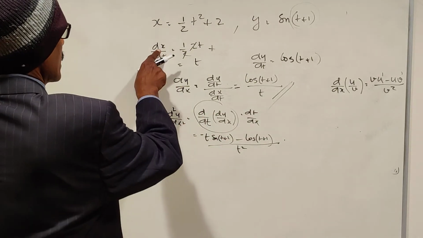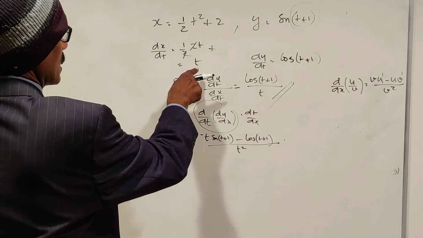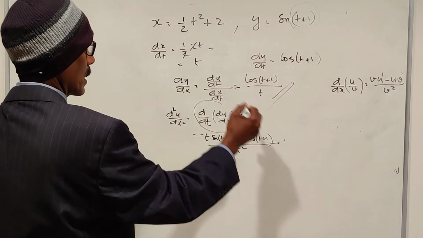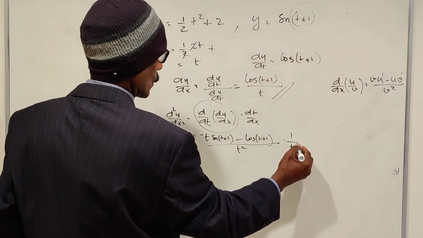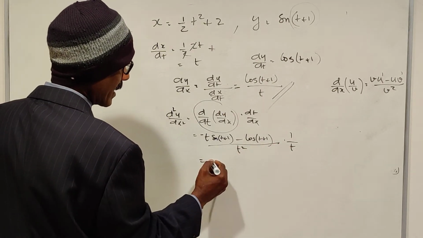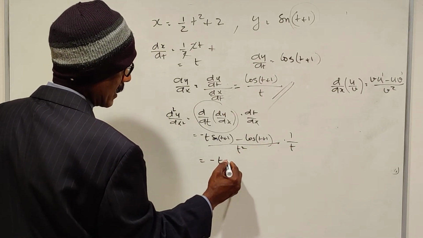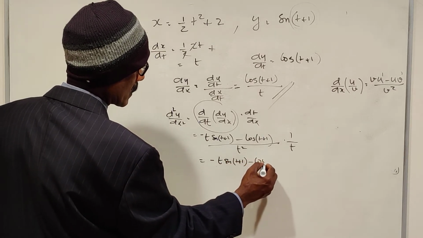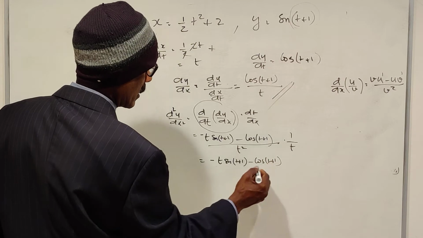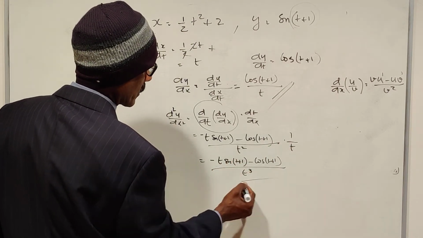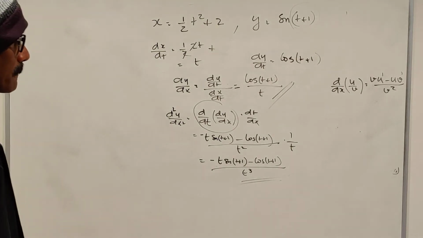What is dt by dx? Dx by dt is t, so dt by dx is 1 by t. So t square into t gives t cube. The final answer, you cannot simplify this: minus t sine of (t plus 1) minus cos of (t plus 1), divided by t cube. That is the answer.